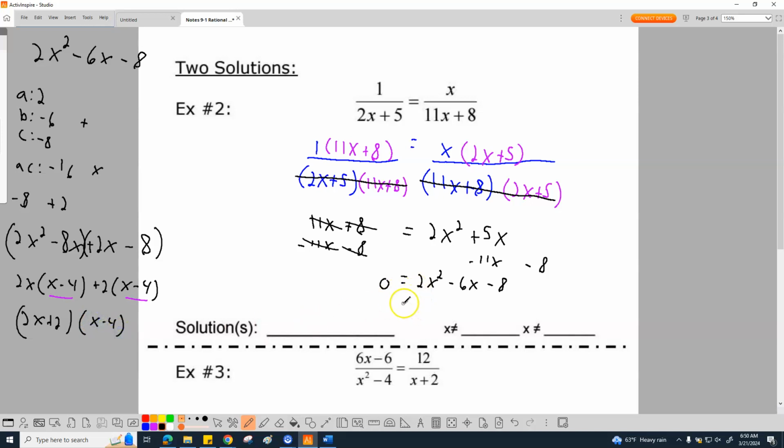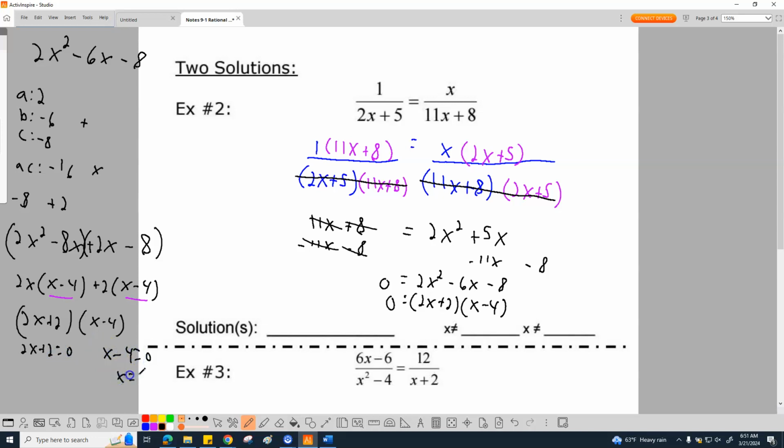You end up with 2x plus 2 and x minus 4. So when I factor this out, I end up with 2x plus 2 times x minus 4. And then, of course, guess what we got to do? Now we have to solve for these solutions. Now I have to say 2x plus 2 is equal to 0, and I have to say x minus 4 is equal to 0. And I have to solve.